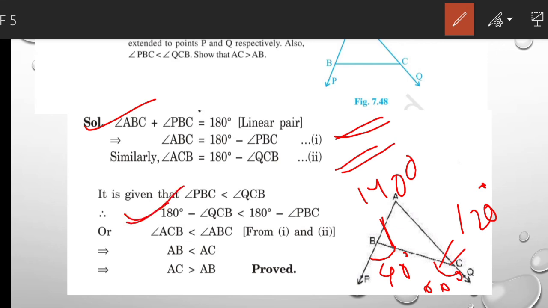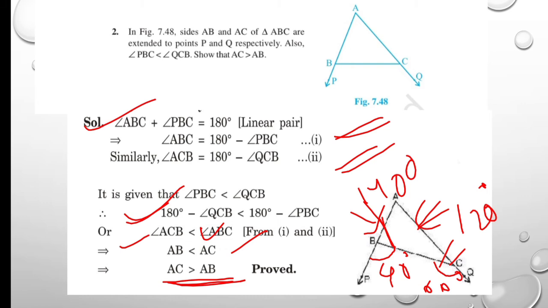So we can write 180 minus QCB is less than 180 minus PBC. 180 minus QCB is nothing but angle ACB, and 180 minus PBC is nothing but angle ABC. The opposite side of angle ACB is AB and the opposite side of angle ABC is AC. So AB is less than AC. Therefore, we can say side AC is greater than side AB. So this is how we are going to solve question number 2.